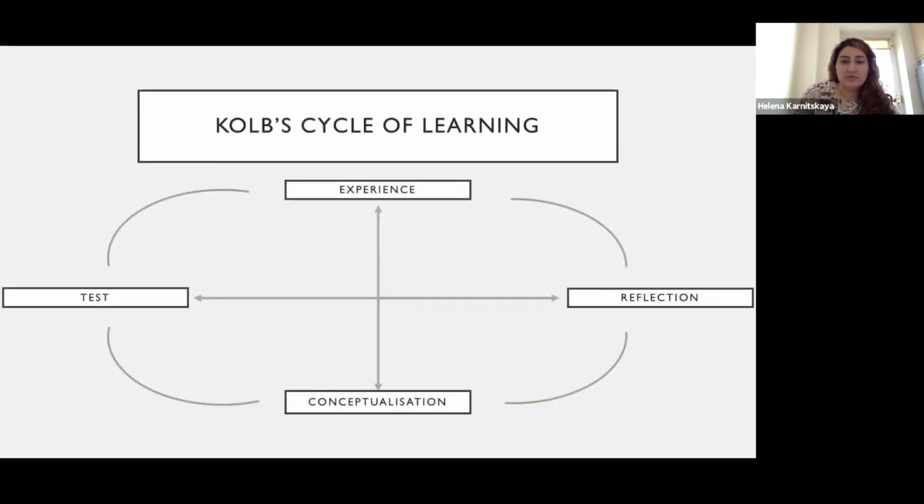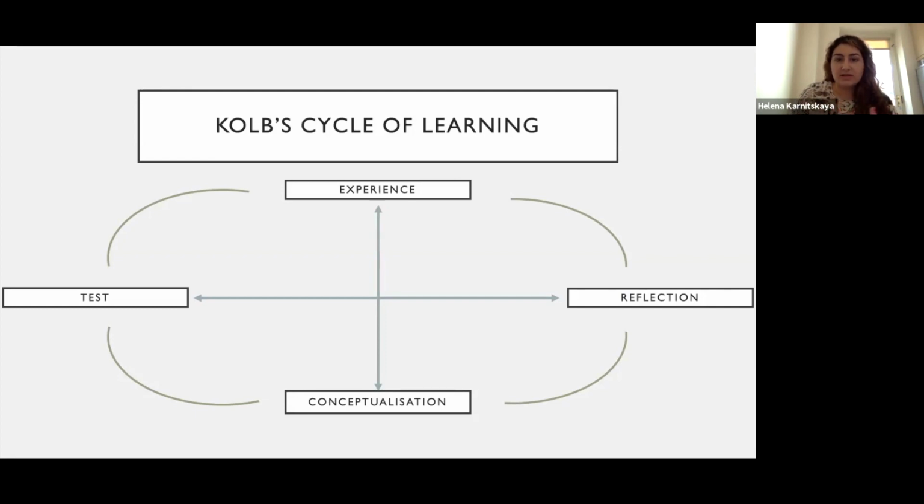And then if we take that out and look at the theory for a second. So Kolb's cycle of learning. Kolb is an American educational theorist, and in 1984, he published his theory on the different types of learning and the different types of learners. So according to Kolb, in order to have an effective learning cycle, you need to go through 4 different stages.